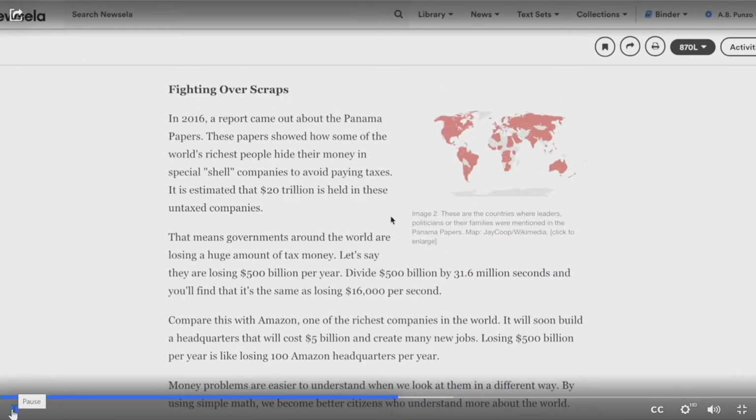This section is talking about the world's richest people hiding money in shell companies to avoid paying taxes. This means governments across the globe are losing money. If we estimated they were losing out on $500 billion per year, and think about what that means per second, it'd be the same as losing.